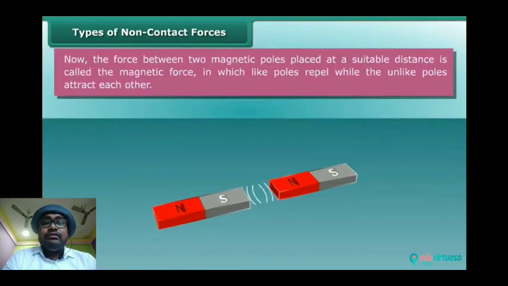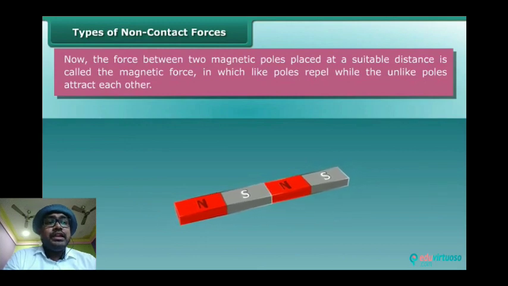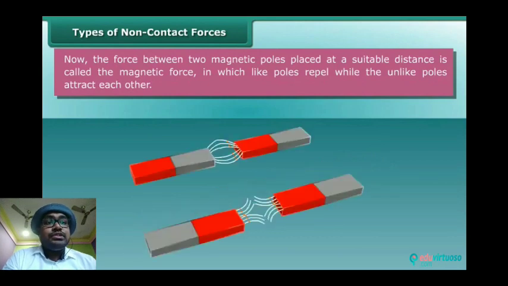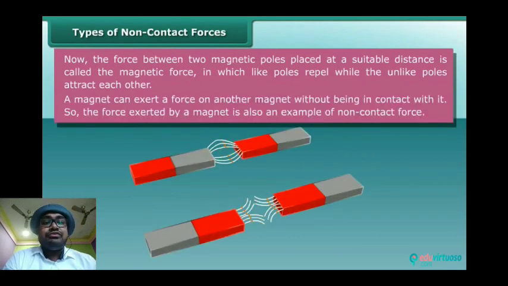Then comes the magnetic force. The force between two magnetic poles placed at a suitable distance is called a magnetic force, in which like poles repel while unlike poles attract each other. A magnet can exert a force on another magnet without being in contact with it. So the force exerted by a magnet is also an example of non-contact force.